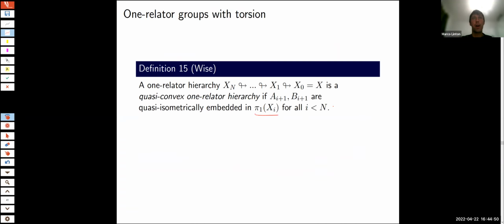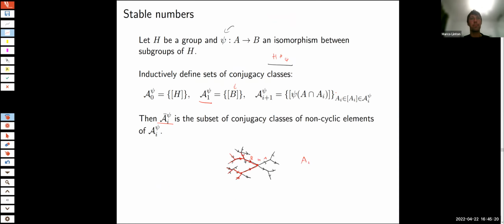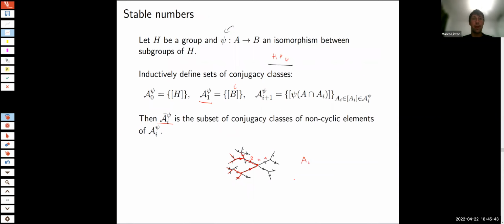By one-related hierarchy, I just mean something which comes from this. You can think of just the Magnus hierarchy, or you can take a cyclic cover and take some one-related subcomplex, and then you get these splittings induced by that. I haven't explicitly said exactly what this is, but if you know the Magnus hierarchy, just think of the splittings which come from the Magnus hierarchy. So we have this upper bound, and moreover, we can compute these generating sets. So we have some way of verifying if a splitting of a one-related group is stable, or rather if the Bass-Serre tree has this sort of behavior.